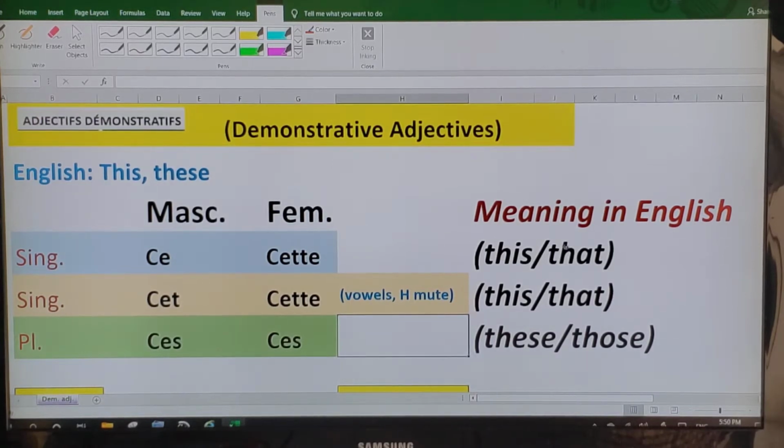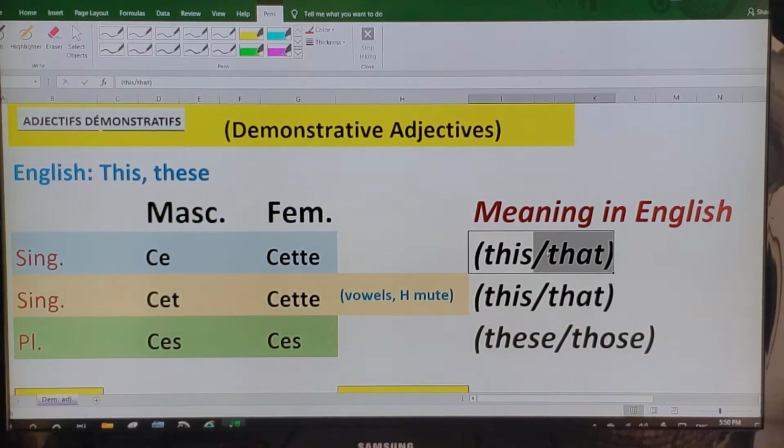So, in case we all don't remember, this, that is an example of a demonstrative adjective, this or that. And then these or those are also examples of a demonstrative adjective. So basically this, that, these, those are demonstrative adjectives in English. So now let's talk about how these are going to be said in French. Okay, let me get my pen ready.